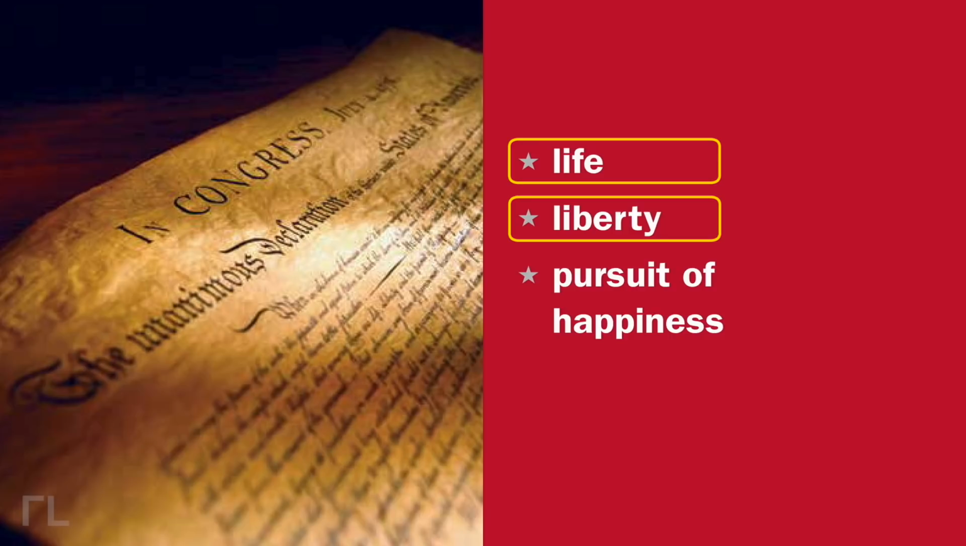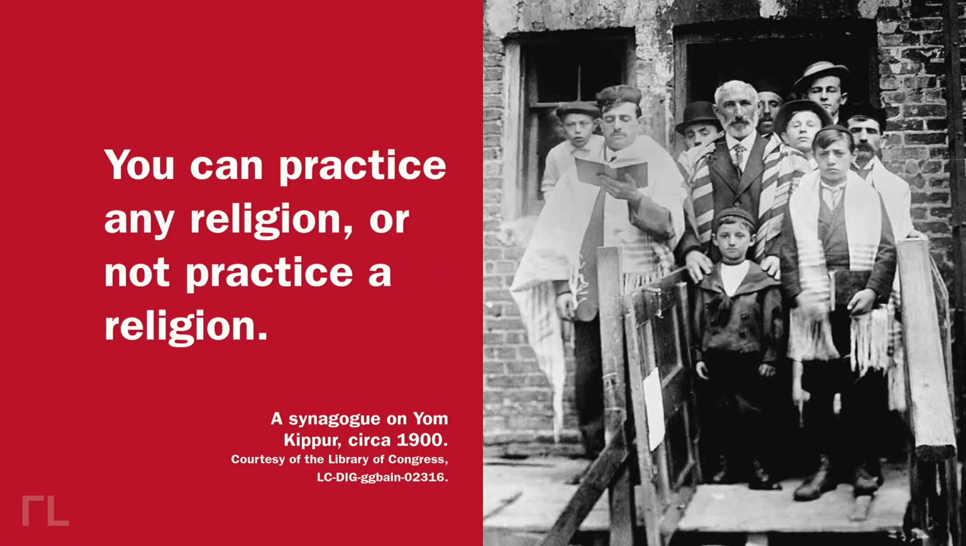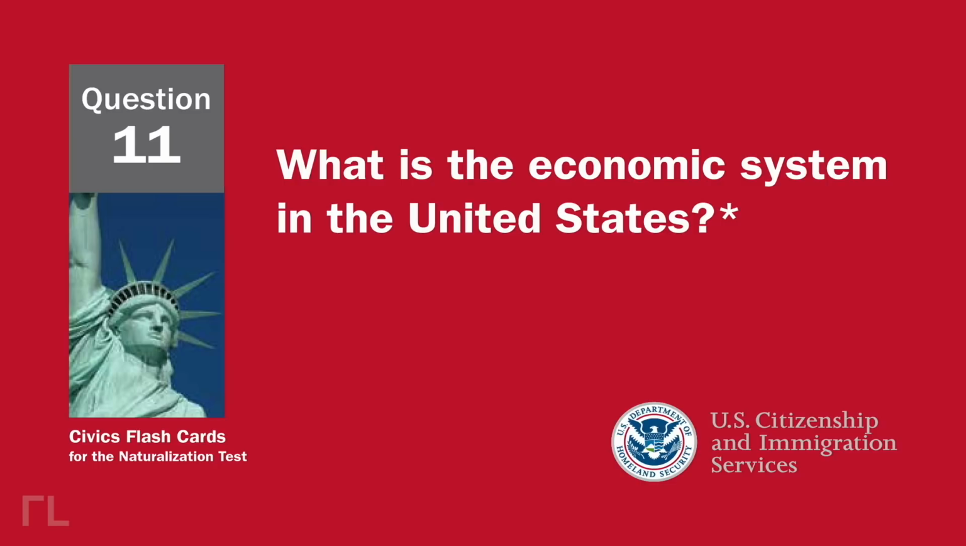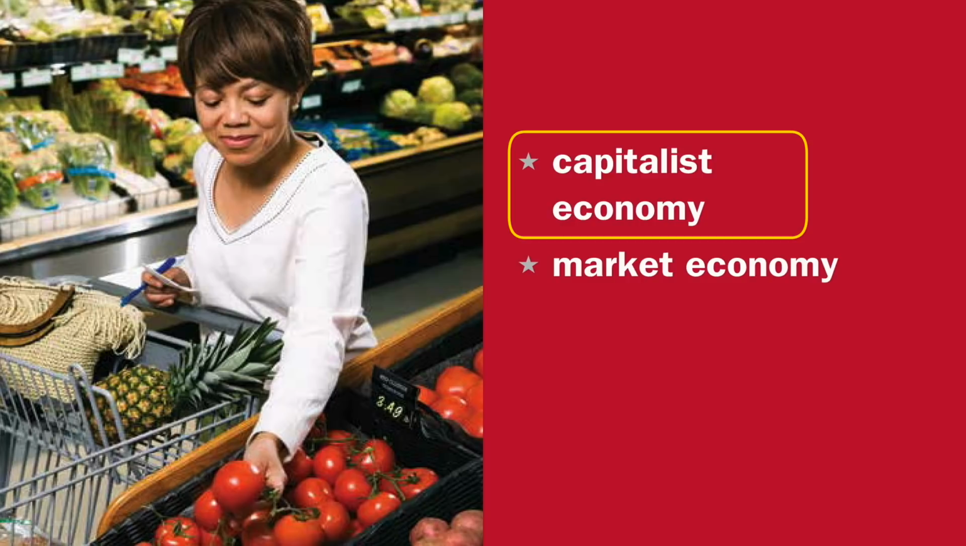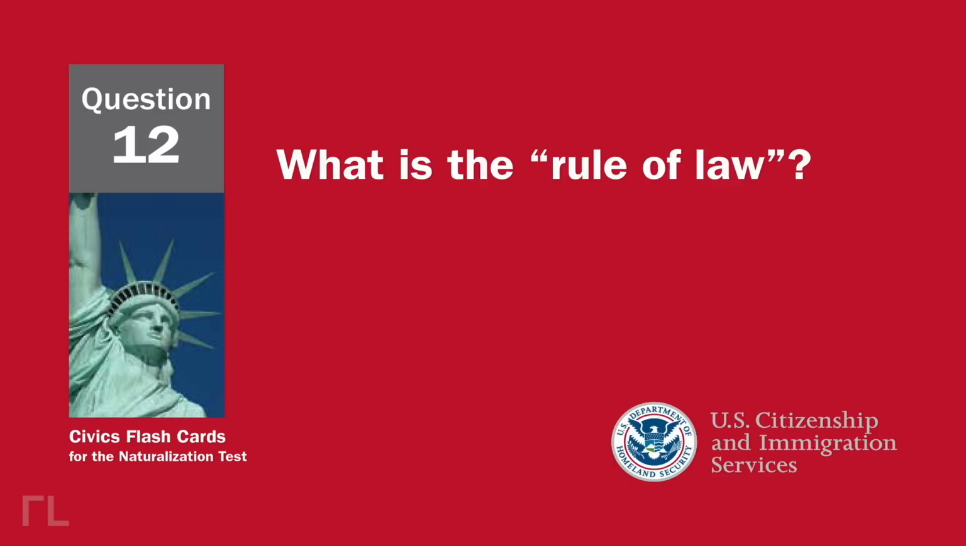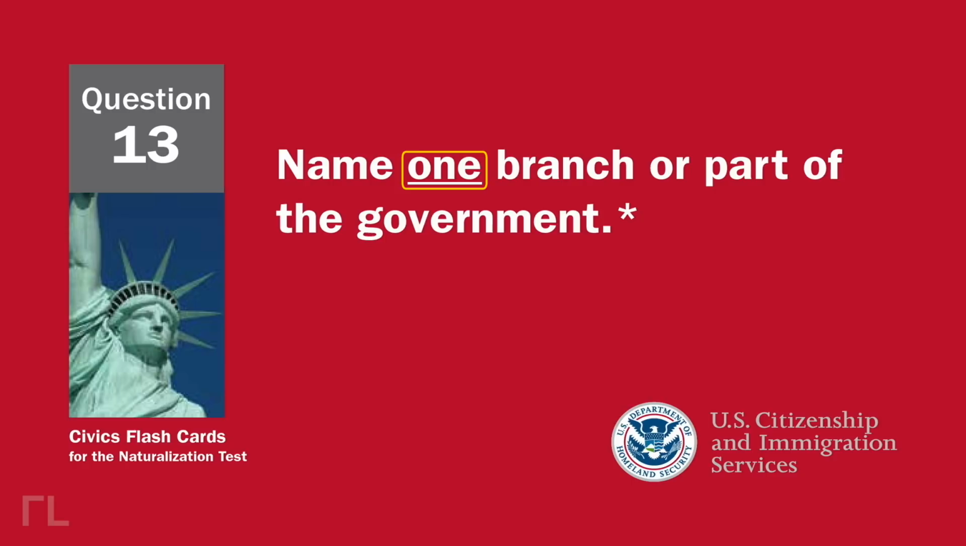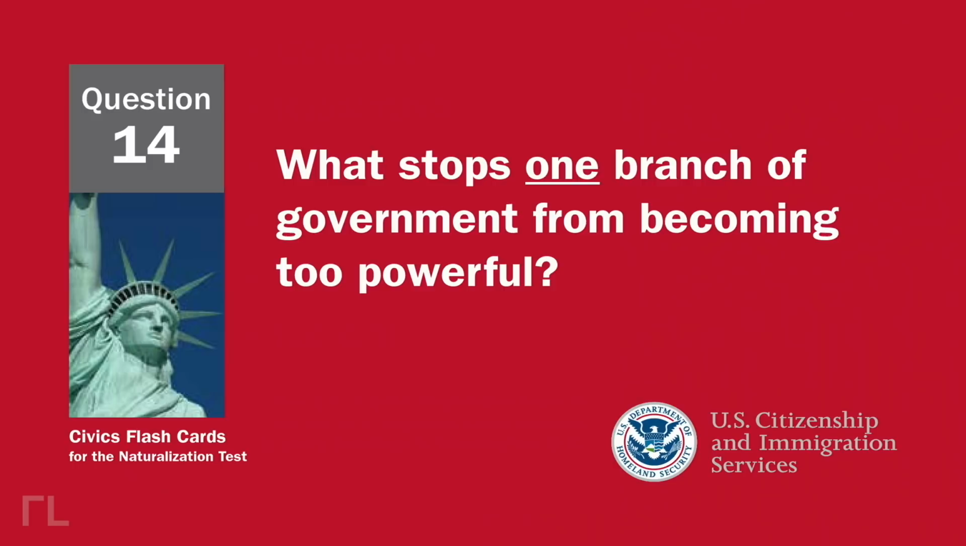What is freedom of religion? You can practice any religion, or not practice a religion. What is the economic system in the United States? Capitalist economy. What is the rule of law? No one is above the law. Name one branch or part of the government. Congress. What stops one branch of government from becoming too powerful? Checks and balances.